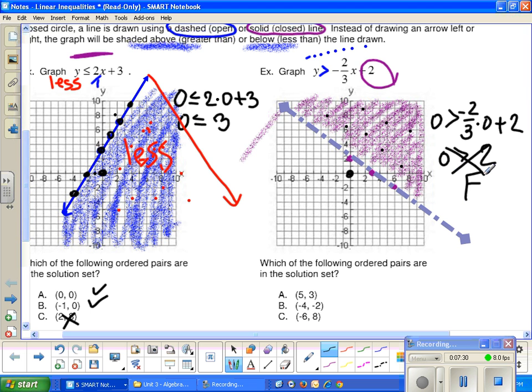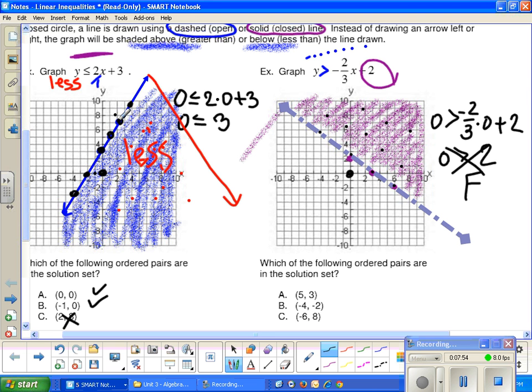That does not work. What about on this line? Are these solutions? Yes. Look at this. Y is greater than. It's simply greater. It cannot be on this line. These were equal to and included. So if it's a solid line, you have points on the line. If it's a dotted line, you can't.